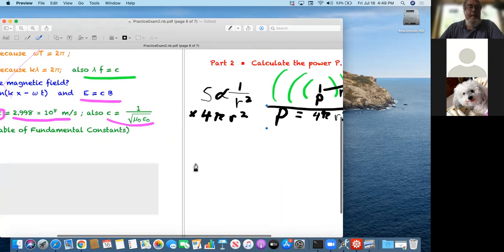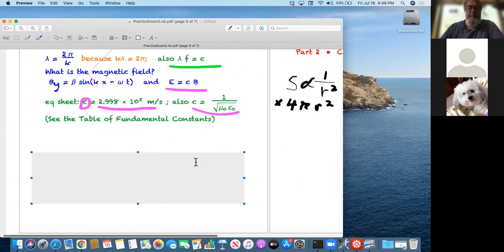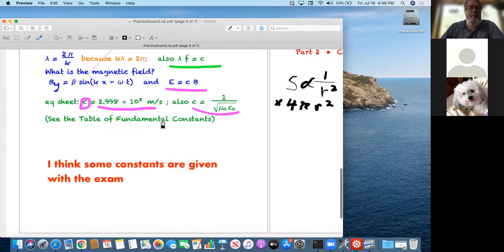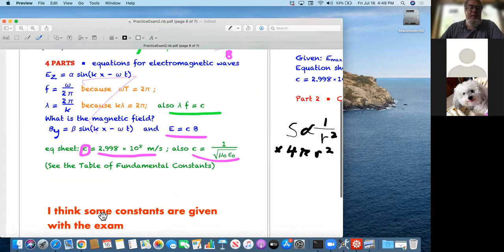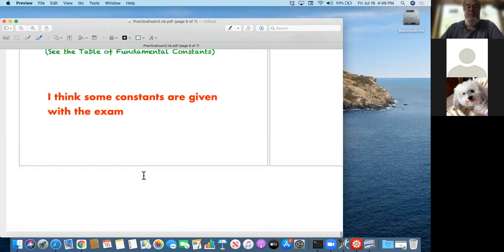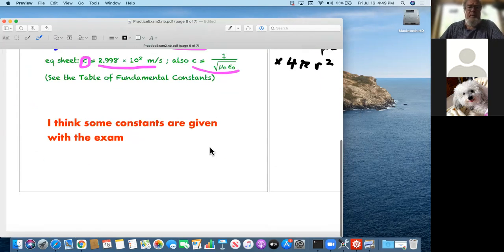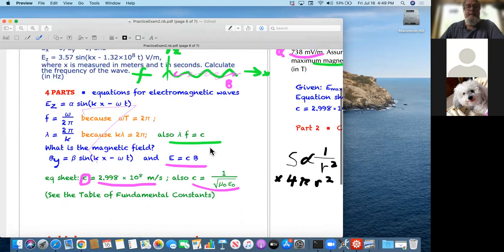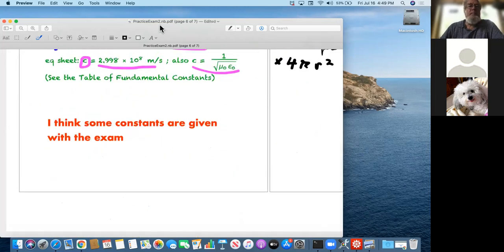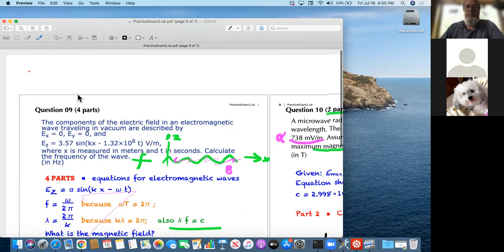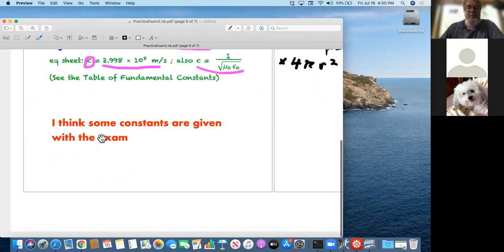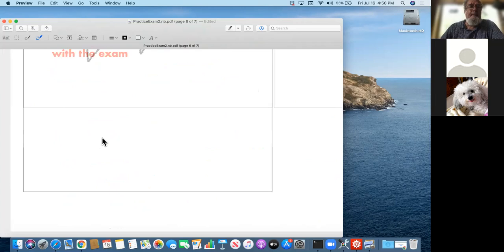Finally, I think there's one more problem. Oh yeah, I think some of the constants like mu zero and epsilon zero, you'll probably be given on the exam, so you don't have to write them all down. Now there was one more problem. Have I still got it? I thought there was one more problem. That's question 10. I thought there was also a question 11.